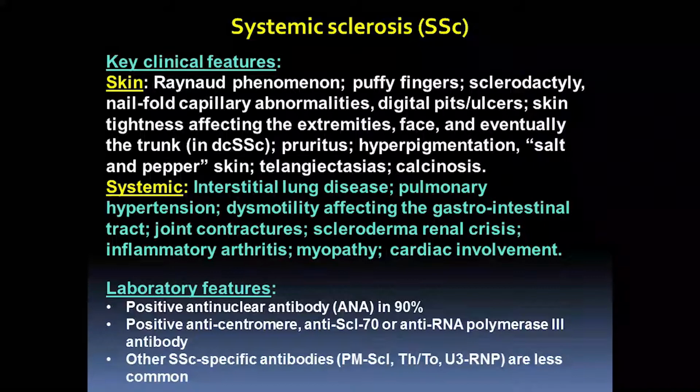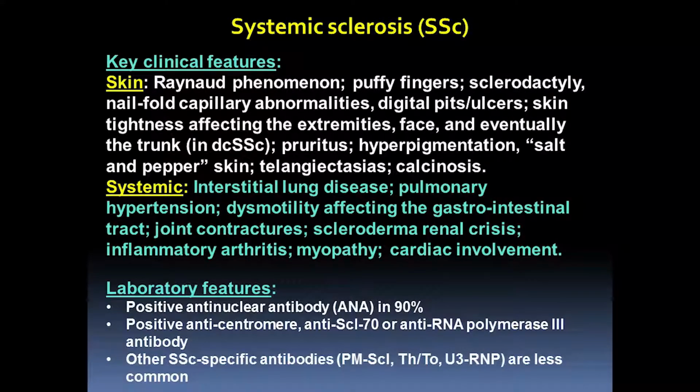The systemic manifestations, which largely determine the prognosis in these patients, include interstitial lung disease, pulmonary arterial hypertension, and dysmotility that can affect just the esophagus, but sometimes the entire gastrointestinal tract, and joint contractures. Renal crisis can be a life-threatening problem, presenting early in the course of the disease. Also inflammatory arthritis, scleroderma myopathy, and cardiac scleroderma.